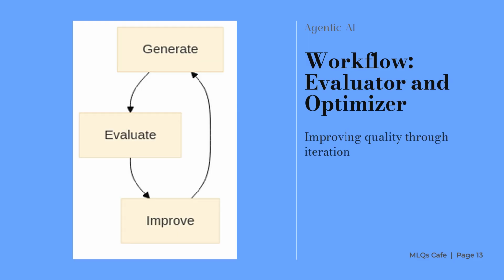Evaluator-optimizer workflows separate generation from evaluation. One component produces output, while another evaluates quality and suggests improvement. This loop repeats until the output meets defined standards. This workflow is particularly effective for tasks that require high accuracy or quality, such as analysis, planning, or content creation.